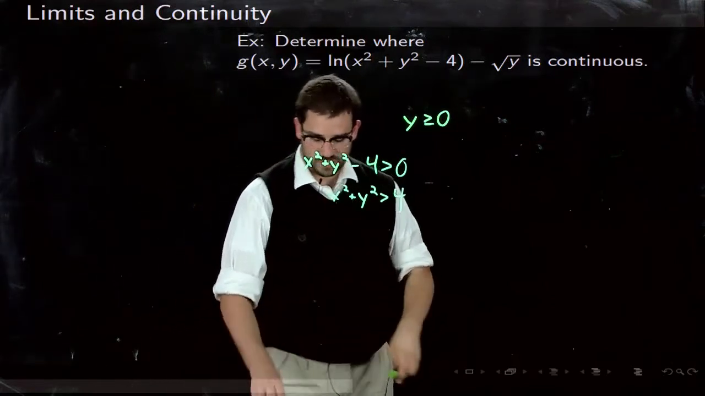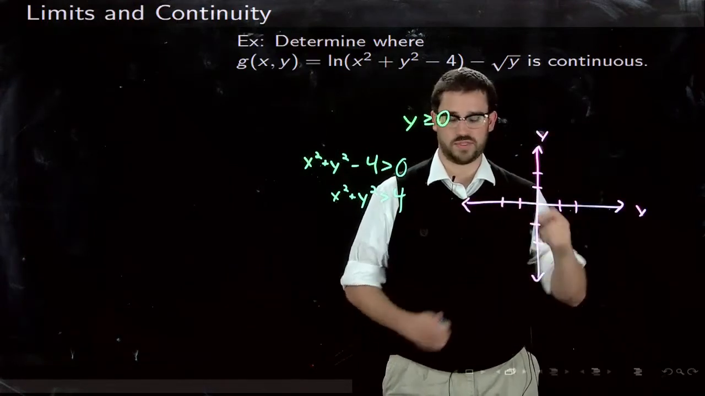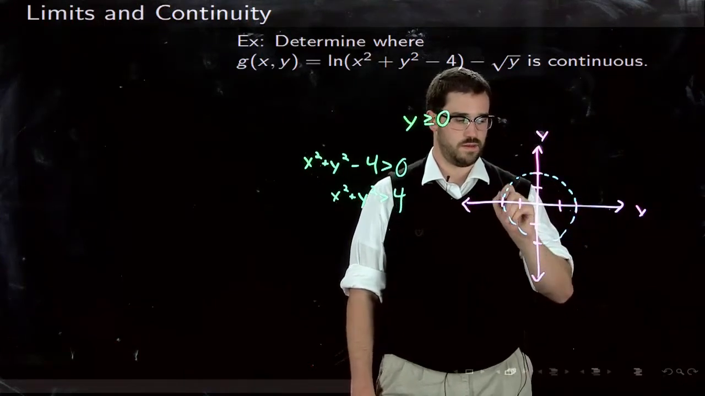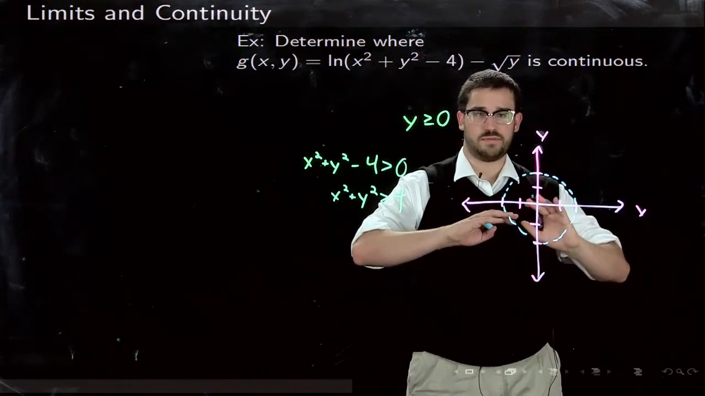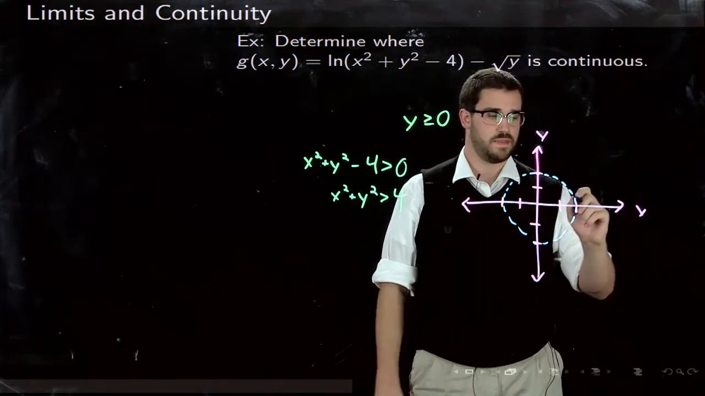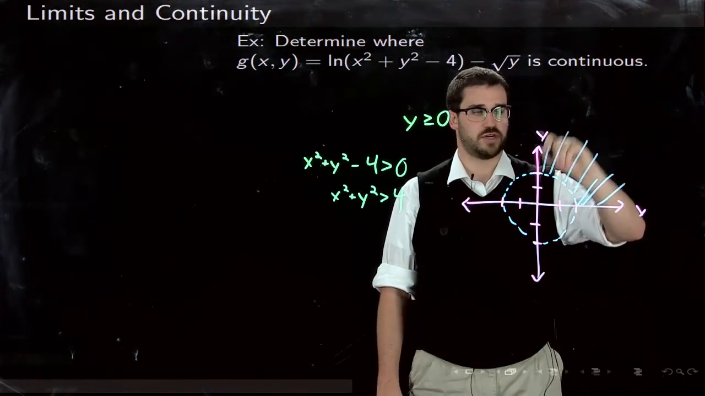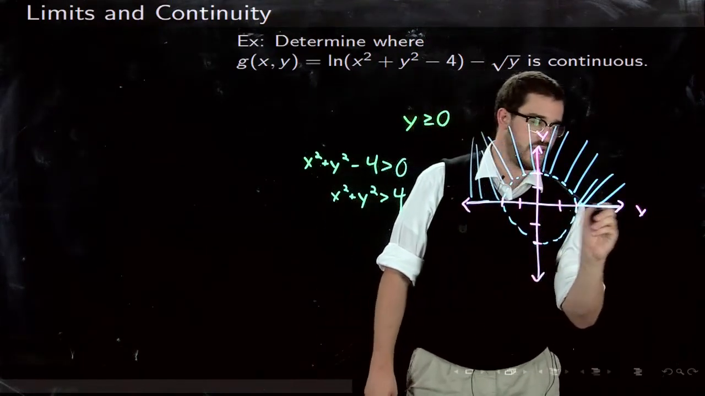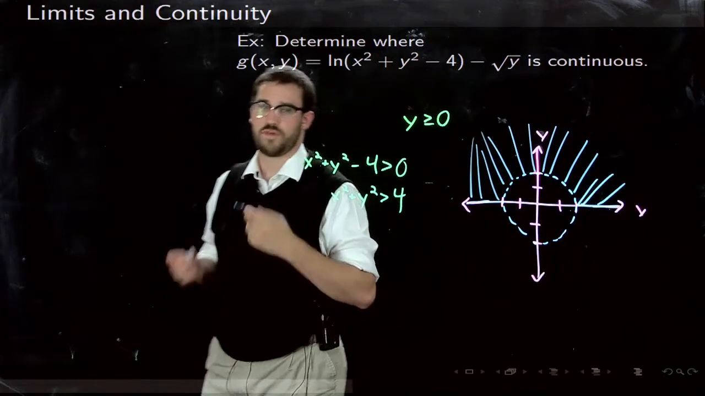So x squared plus y squared, if we create a little graph, x squared plus y squared equaling 4 is just the circle of radius 2. And for this condition, the domain has to be greater than this, but y has to be greater than or equal to 0. So in fact, this will be the domain of the function: everything that is outside this circle, including this axis, and greater than there. And that's going to be the domain of our function.